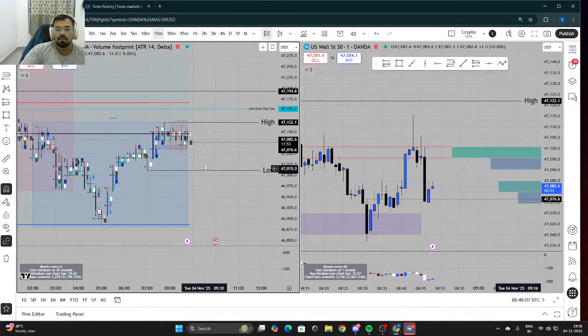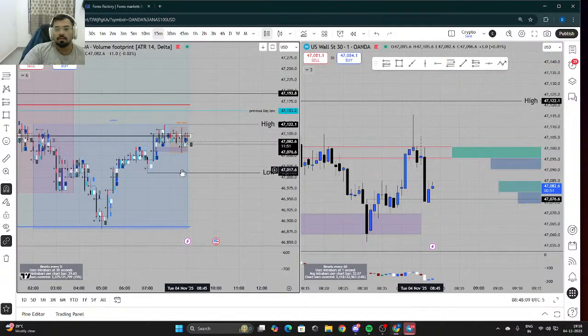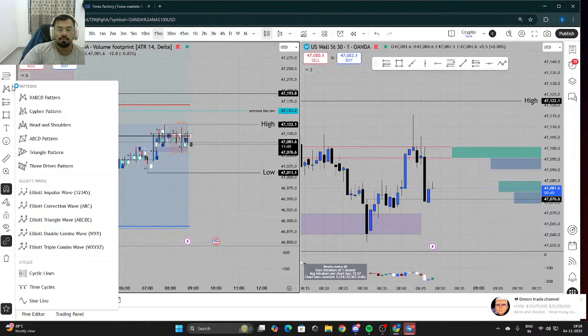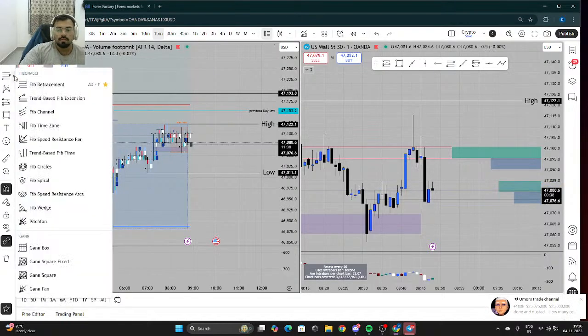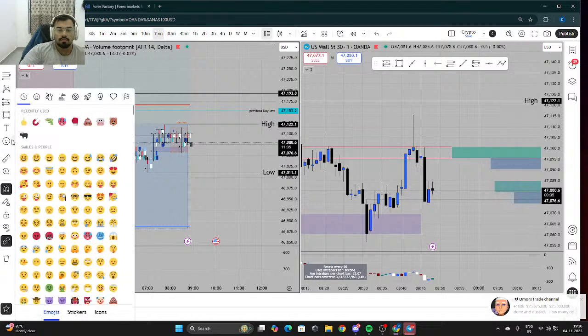What I would like to trade is something like a sweep below this low. I like to trade something like this. Where is it? Where the hell is it?